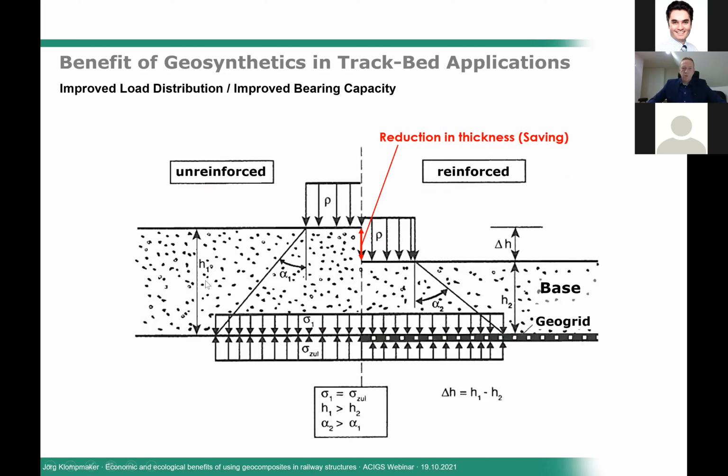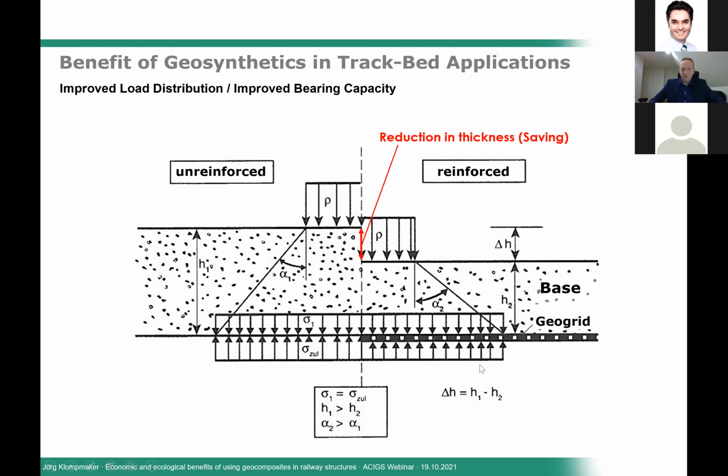On the left side, we have an unreinforced base course, a load P on top of the base course. On the right side, we have a reinforced base course, the same load on top of the base course. And in both cases, we have the same stress underneath the base course, which is then the stress that's transferred to the subgrade. But for the reinforced case, we can achieve the same loading scenario by reducing the base course to a certain percentage. Usually, as a rule of thumb, this is approximately 30% compared to the thickness of the unreinforced base course as a saving potential when we're using geogrids.